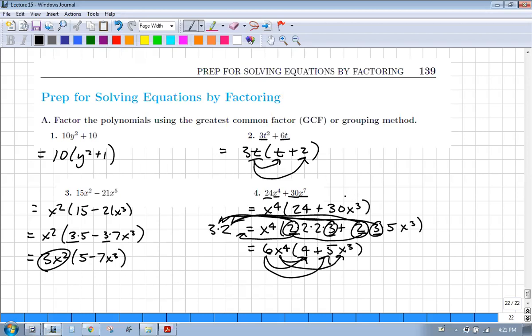I thought you added them. I was like, well, that doesn't make sense. Or you can just look at the 24, the 30, and recognize, oh, those are both divisible by 6, right? That's why you have the 4 and the 5 in here. Okay. I got it.